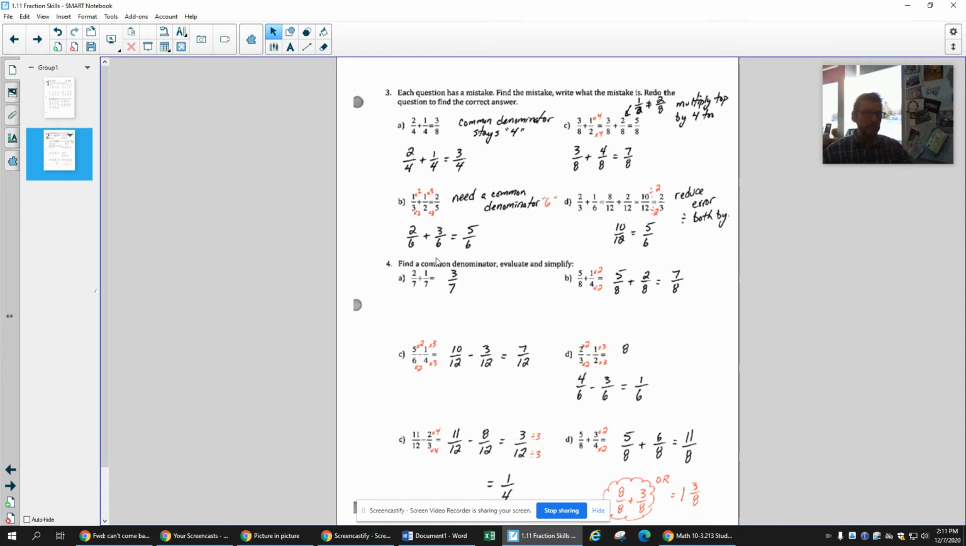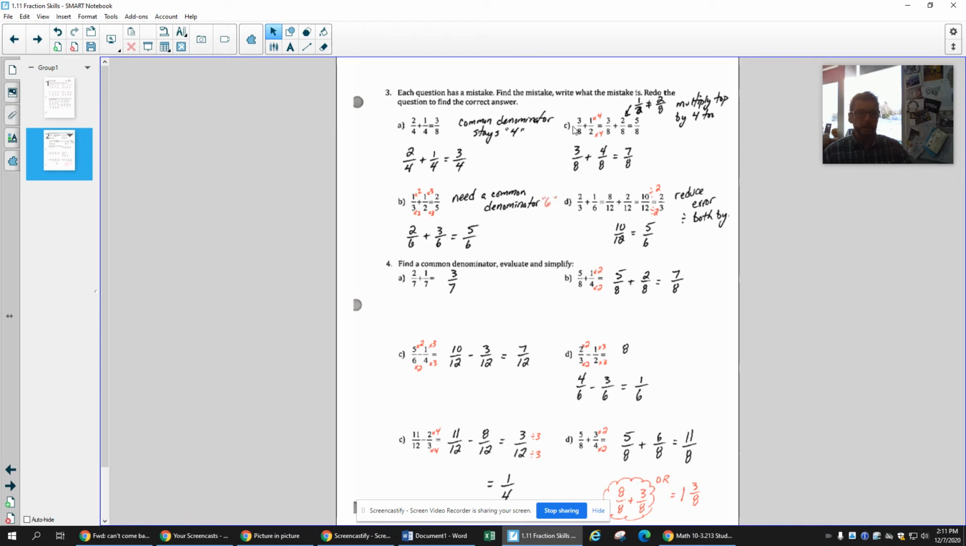When we're doing B, the mistake that we need to look at is you don't just add the denominators. 3 plus 2 is 5 and 1 plus 1 is 2. You need to have like sizes. So they need to both be relative to the same denominator. So I chose to work with sixths. So 1/3 is 2/6 and 1/2 is 3/6. Now I can add them together as size 6s.